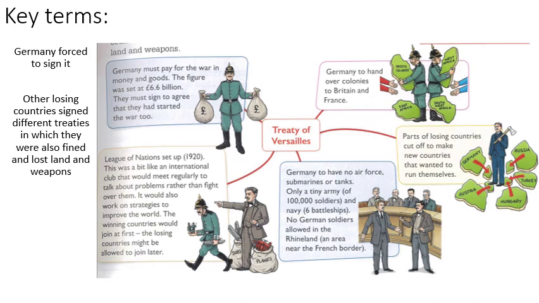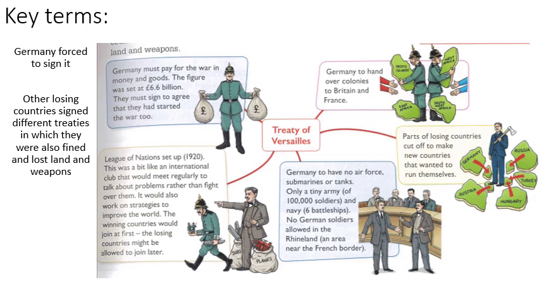So I just want to have a little bit of a read through the diagram that you've got there. Okay, we know that Germany were forced to sign it. They really had no option not to sign it. Okay, other losing countries, so countries that were with Germany in the First World War, they signed different treaties, okay, and they were also fined, and they lost land, and they lost weapons. So it really wasn't just Germany that took the brunt of this. Germany got the most punishment, but by no means were they the only country that was involved in this.